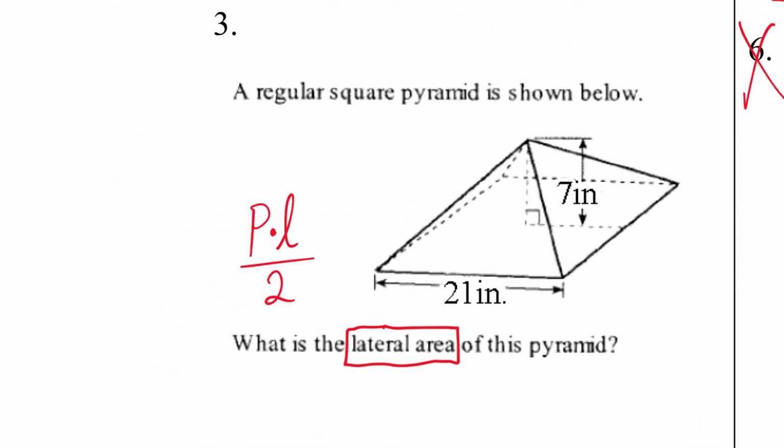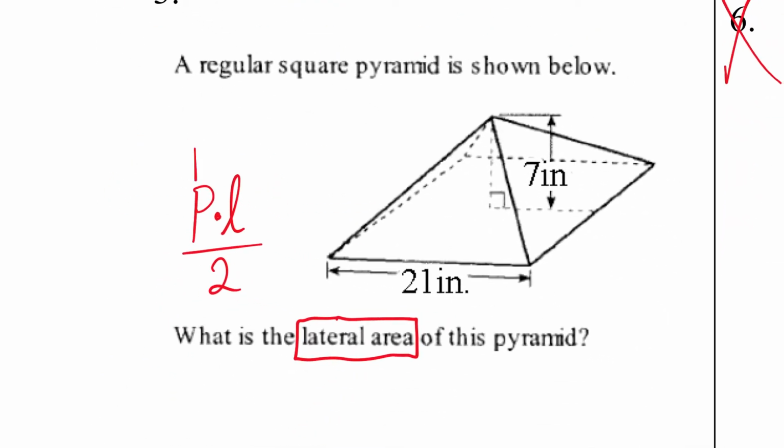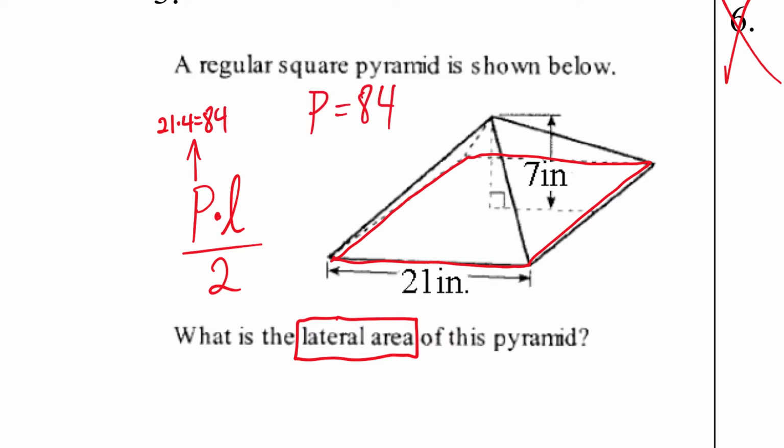Okay, number 3. All right, so for the perimeter of the base, it's 21 plus 21 plus 21 plus 21. Or in other words, 21 times 4, which is 84. So the perimeter of the base is 84.